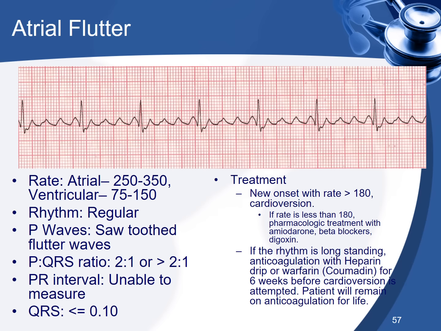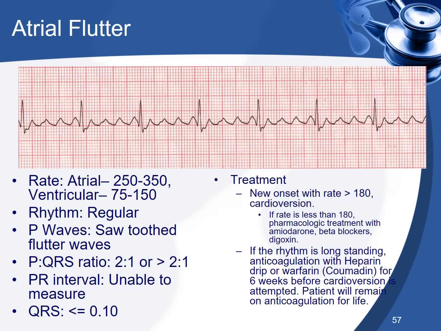The rate is usually normal, within 75 to 150. Sometimes it does go up above 180, and that's when your patients become very unstable. The rhythm should be regular. Sometimes you do see a little bit of irregularity to it, but for the most part it is regular. The only thing that you can measure as far as intervals is your QRS interval, because there is no P wave or T wave for you to take a look at.